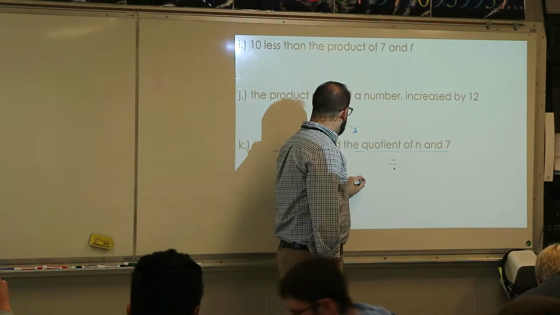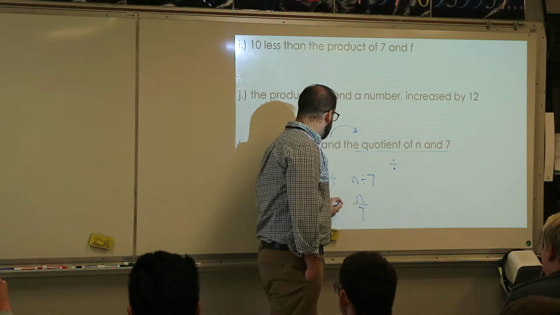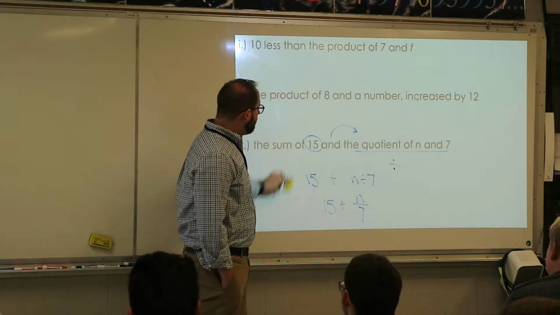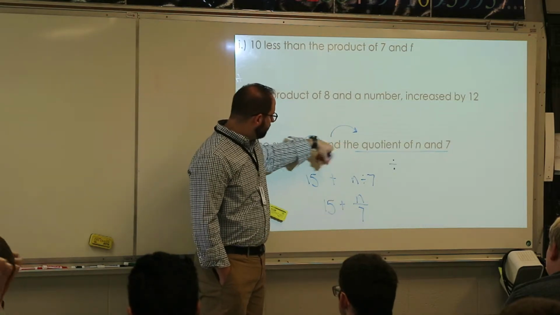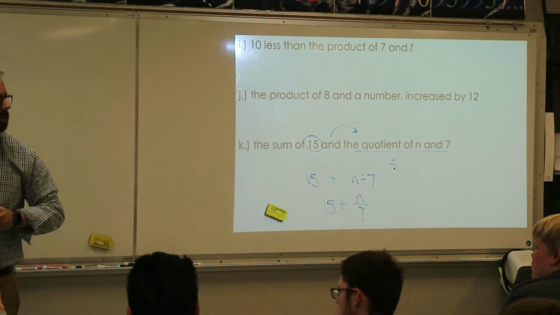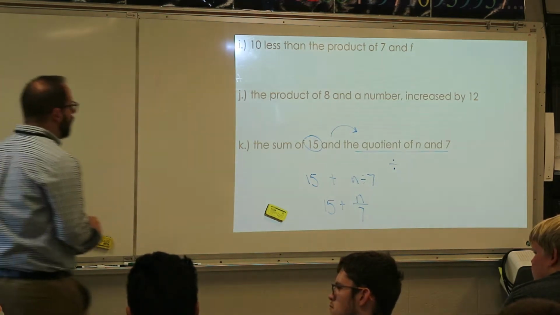So n divided by 7, or you can write it like this. This is the same thing. This is what they're telling you to do. We're doing the sum of these two items, 15 and that thing. Okay, questions? Okay. All right, so there's those two.